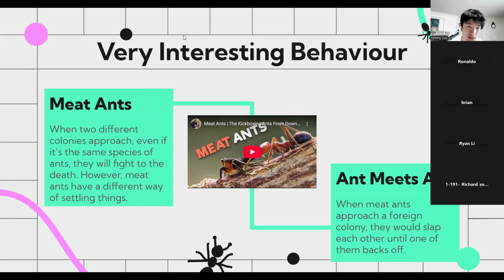So that's a very interesting behavior in ants. But meat ants do it differently. They don't actually fight to the death. They don't kill each other. They actually have a different way of settling things.